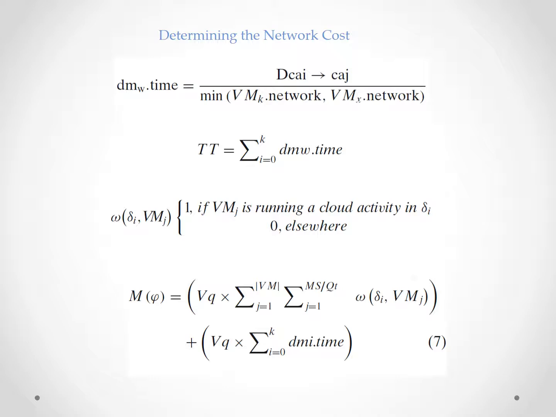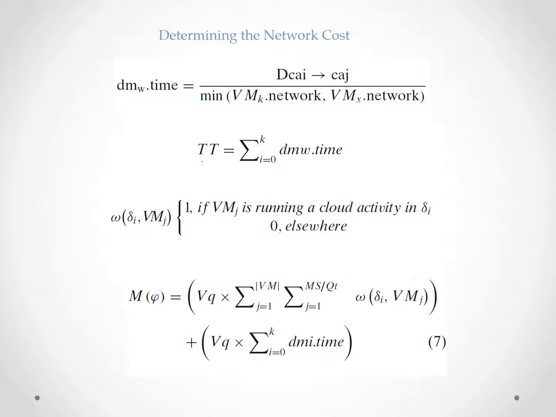Now we calculate the execution time. To do so, we have to insert a new data dependency in the workflow to represent the data transferring between cloud activity i and the shared area, and from the shared area to cloud activity j. In the second equation, we calculate the total transfer time. This is the second equation. We calculate the total transfer time for all cloud activities in the workflow.